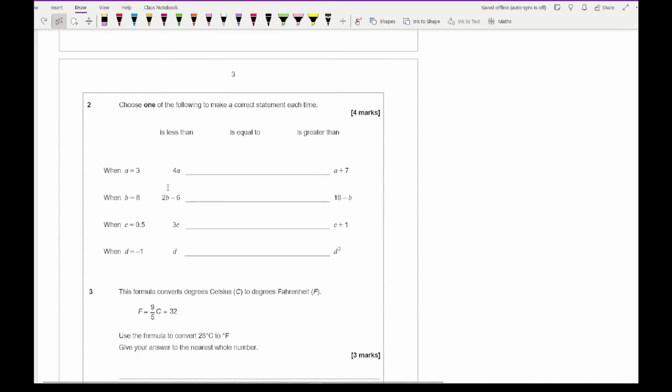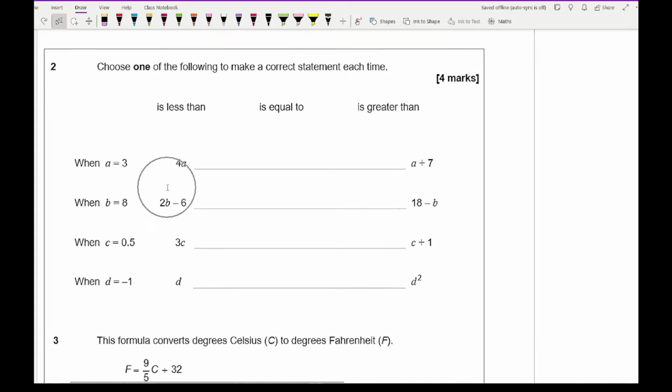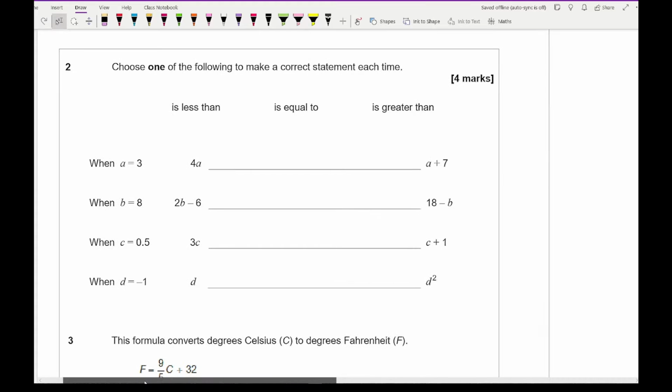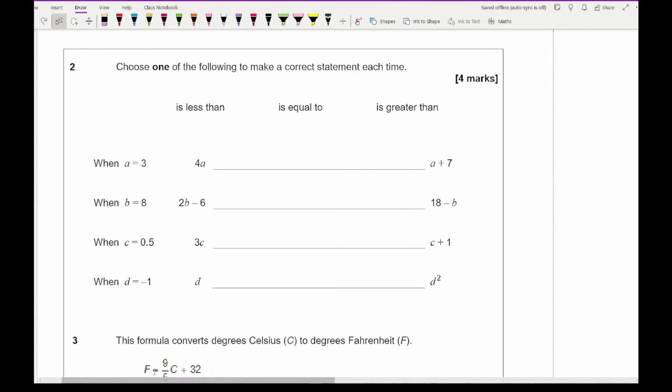Moving on to question 2, let's zoom in so we can see a little clearer on the screen. It says choose one of the following to make a correct statement each time. The options are less than, is equal to, or is greater than. With this particular question, I personally would substitute the numbers into both the left hand side and the right hand side expressions, and then make your judgment from there.